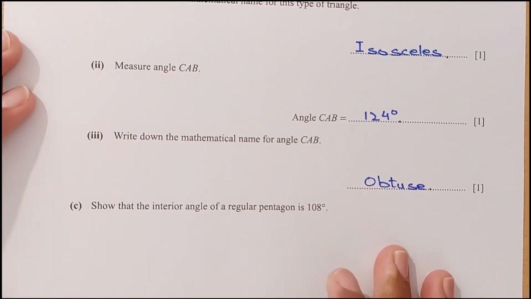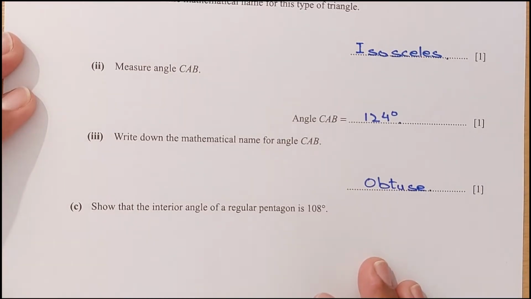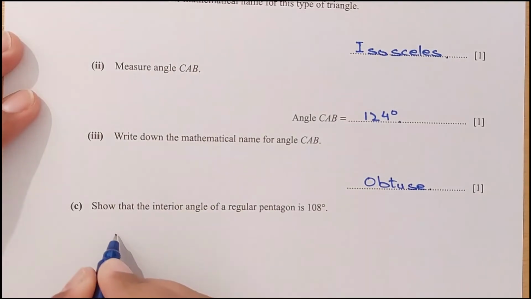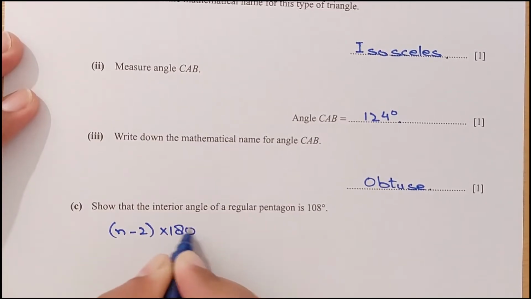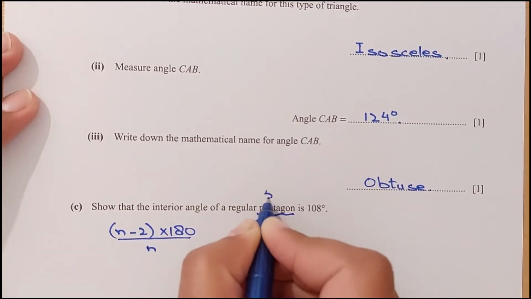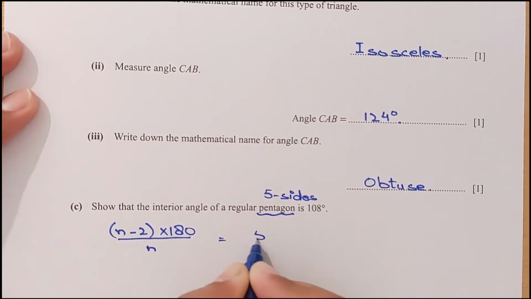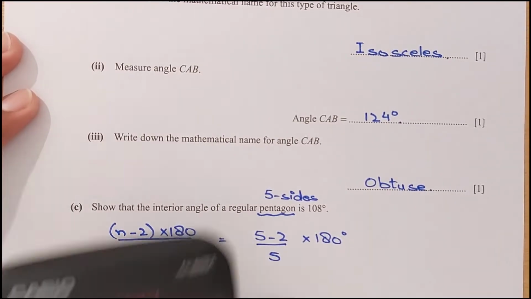Right. Now for part C, show that the interior angle of a regular pentagon is equal to 108. Okay. So we have the formula for the measure of each interior angle of a regular pentagon: (n minus 2) times 180 divided by n. N is the number of sides, and we know that a pentagon has 5 sides. Right. So we have to do 5 minus 2, divided by 5, and times 180. We will get the measure of each interior angle.